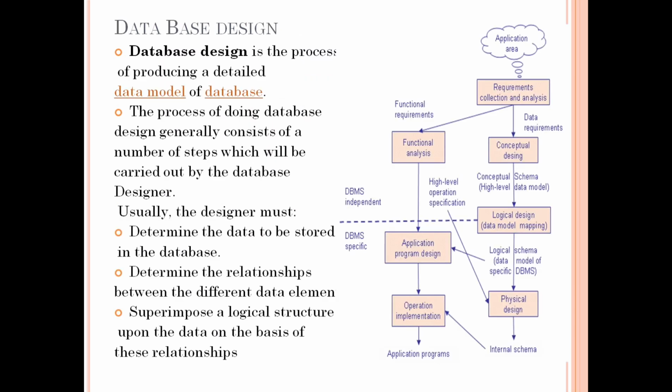Next we will see the designing of databases. On the right side we have a diagram. Within that we observe that if you want to design any database, we have to follow different kinds of steps. What are the steps? Requirement collection and analysis, conceptual design, logical design, physical design, functional analysis, application program design, and operational implementation. We will discuss each and every step one by one.